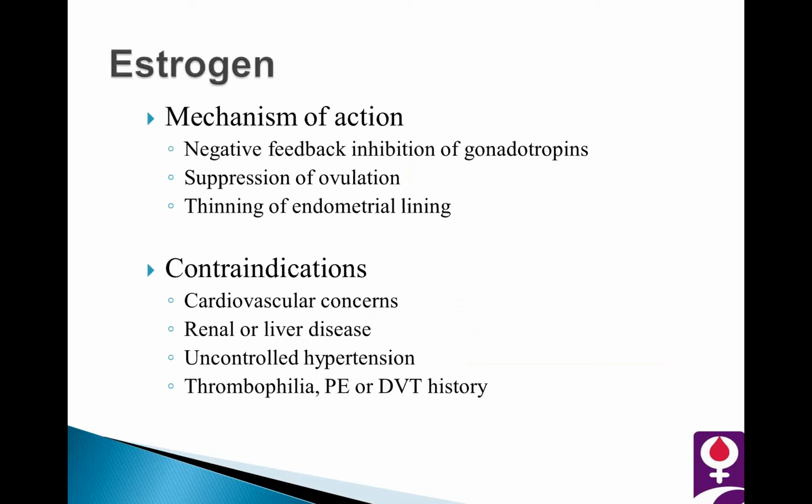Well, just to briefly go over, how does estrogen work? The mechanism of action here is really negative feedback inhibition of gonadotropins. We're going to suppress ovulation, and ultimately over time, it will result in thinning of the endometrial lining. We have to be mindful, however, that estrogen is not for every patient. So we need to make sure we've taken a good history to avoid use of this hormone in patients with serious cardiovascular concerns, renal or liver disease, uncontrolled hypertension, or a thrombophilia.